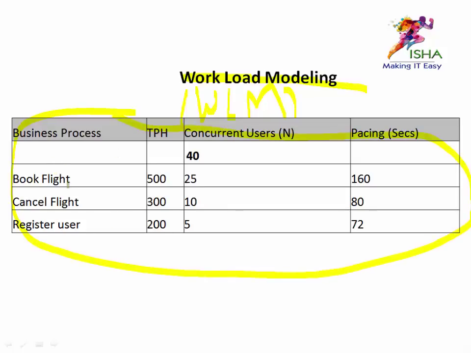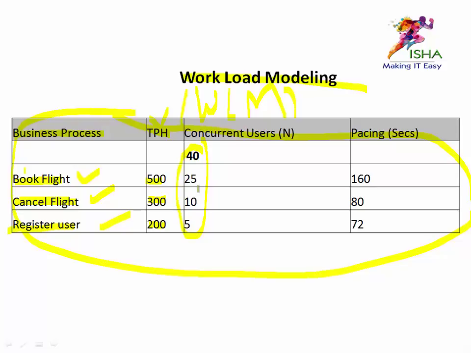I've prepared a workload modeling sheet for our Web Tours application. Here is the business process, maybe that's the scripts that you create. In simple words, what is the business process? The scripts that you create. Just for our assumptions, I have created 3 scripts: a book flight script, a cancel flight script, and a register user script. Typically you create the scripts in VuGen. Don't worry about the TPH here, transactions per hour. This is the one that they give you, and based on it you will arrive at these numbers. How, based on these numbers, are we arriving at these concurrent users? Well, it's a different chapter altogether. It's workload modeling.